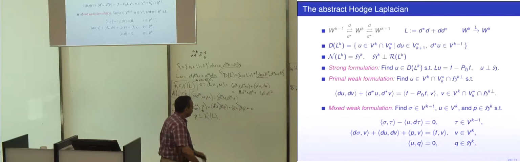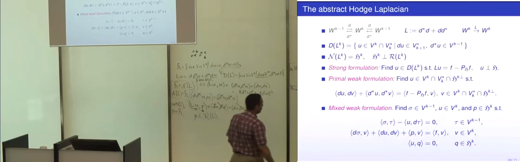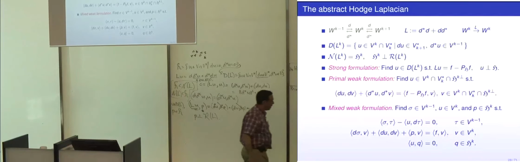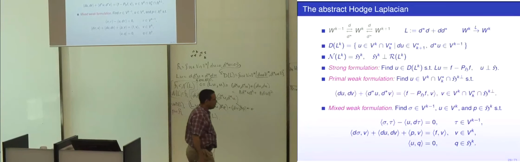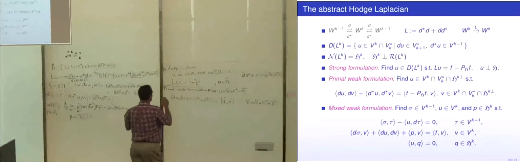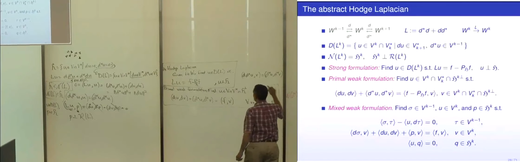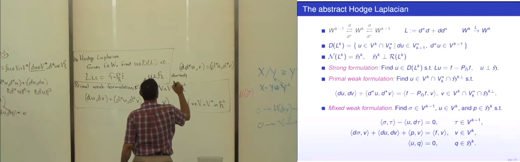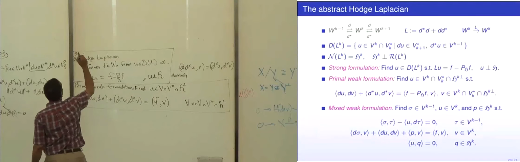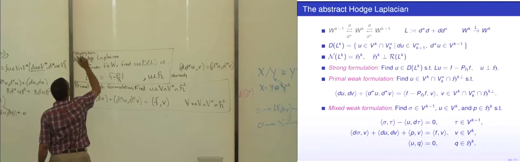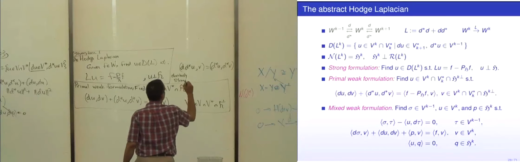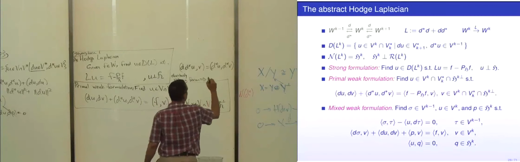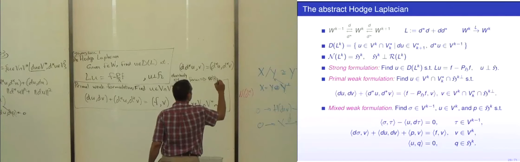Okay, so the primal weak formulation is to find u in V intersect V star, with the side condition that it's orthogonal to the harmonic forms, such that the inner product of du, dv plus d star u, d star v equals the inner product of f, v for all v in V intersect V star. And as I say, it looks weaker. So what's obvious is one direction. Let's call this the strong formulation. And it's obvious that the strong form implies the weak form. If we have a solution of the strong form, it's a solution of the primal weak form.